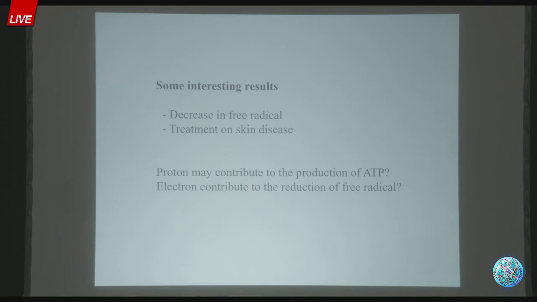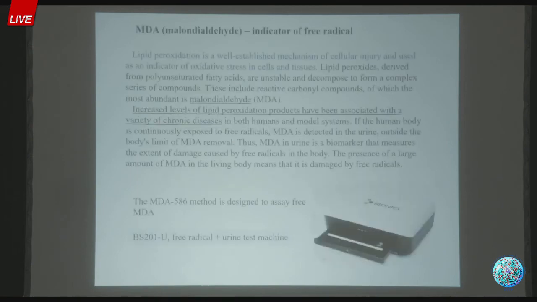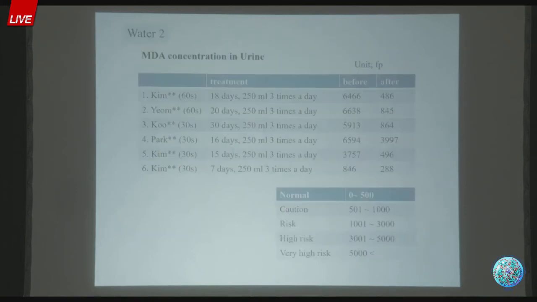And some more interesting results: H9 and H32 were prepared by vortex treatment only, so it's safe to drink, and we applied it for drinking. MDA is malondialdehyde, an indicator of free radicals. Lipid peroxidation is a well-established mechanism of cellular injury, and so an indicator of oxidative stress in cells and tissues. This can be measured by the analysis of malondialdehyde, MDA. It's a very simple system, and it can be measured from the urine. We have applied it to some people to drink for 18 or 20 days, 200 milliliters at one time, 3 times a day.